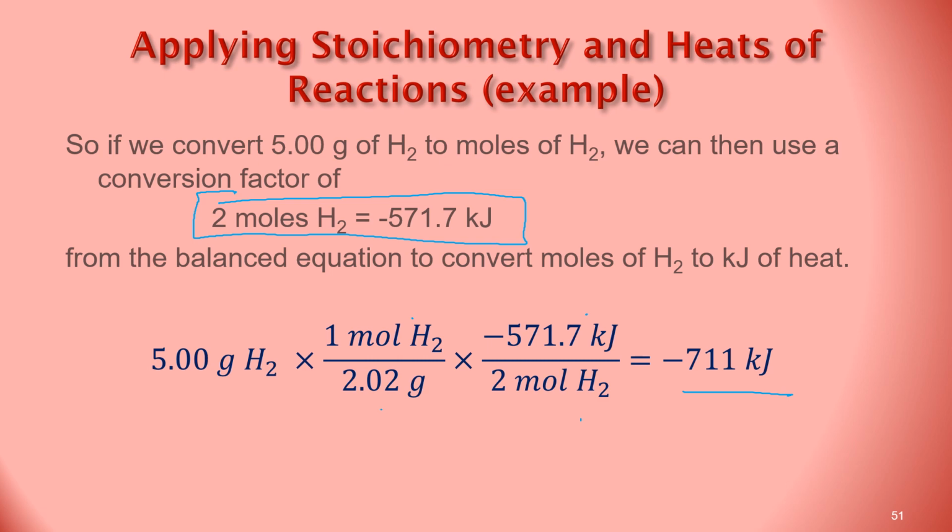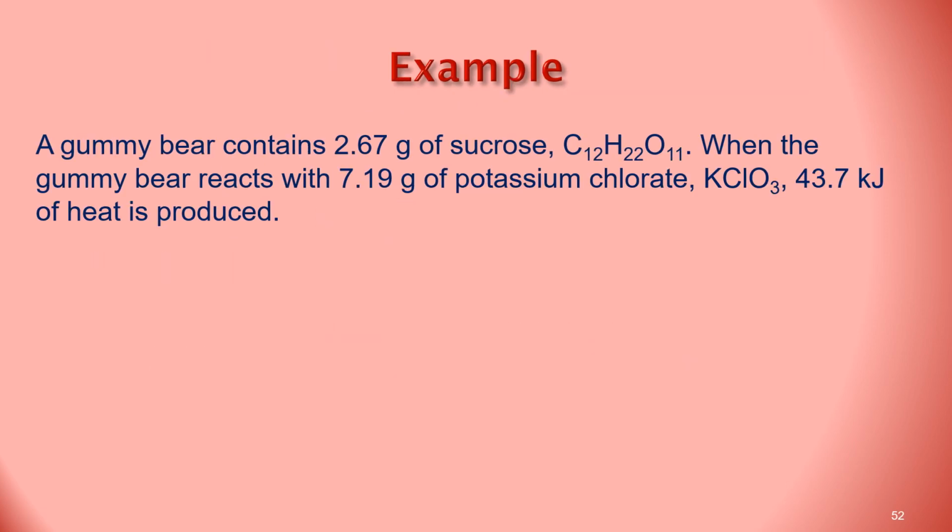5 divided by 2 is, anyway, yeah, 2.5, but then for every 2 moles, it's a little bit more than 2 moles. 2.5 moles is a little bit more, so negative 711 is a little bit more than that. Anyway, hope that makes sense. All right, so let's look at one more example.